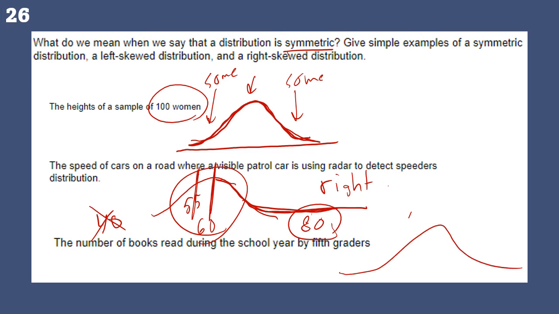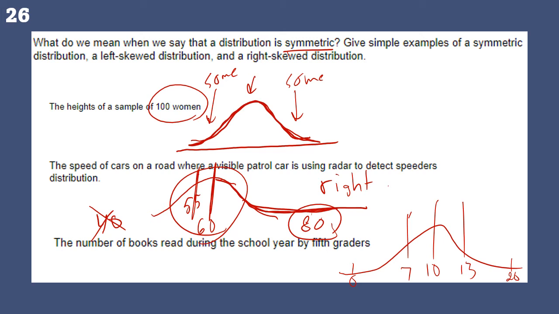Another example of skewed data might be the number of books read during the school year by fifth graders. Let's say the average fifth grader reads about 10 books. There are going to be some fifth graders that only read 7 books, and some that read 13 books. So it's pretty symmetric, except that there are going to be some fifth graders that read 0 books, and some that read 20 books.